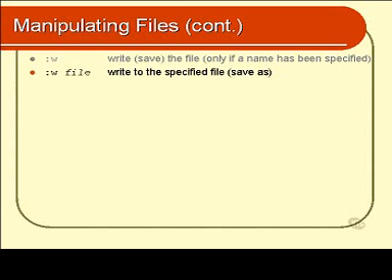Next we have :w, then space, and then the file name. Now that's, if you like, a save as. That's what you need to do in Vi if you did not specify a file name on the command line. And even if you did specify a file on the command line, you can use this particular option to save your changes to a different file, just like a save as.